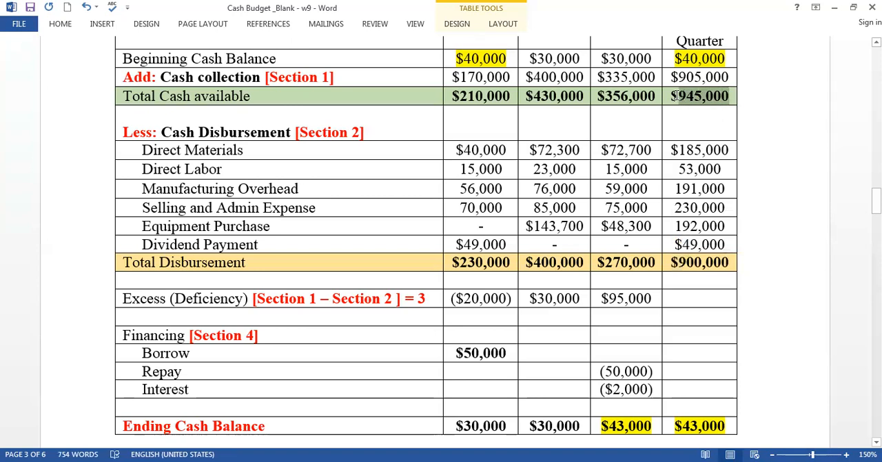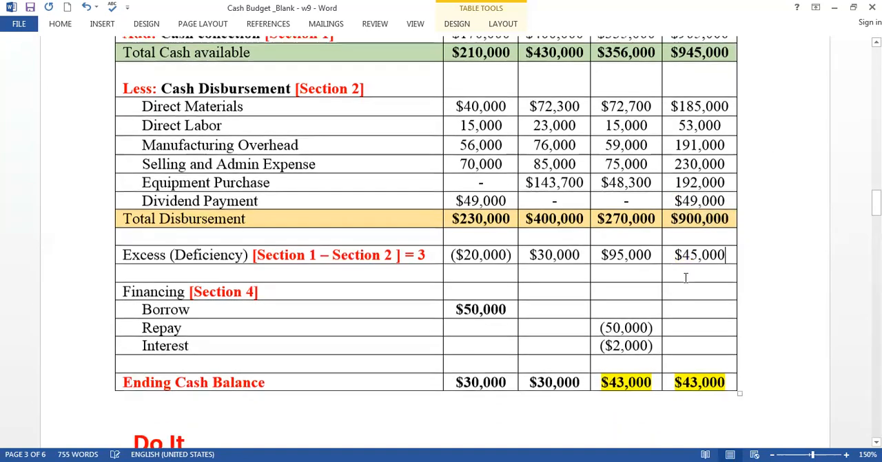So we find the total collection of this quarter. We find the total payment of this quarter. And what is the good news? The good news is $45,000. This is the dollar we have remaining, right?